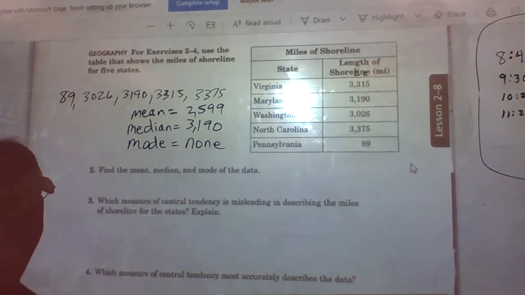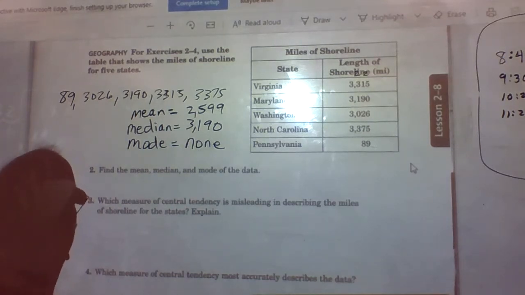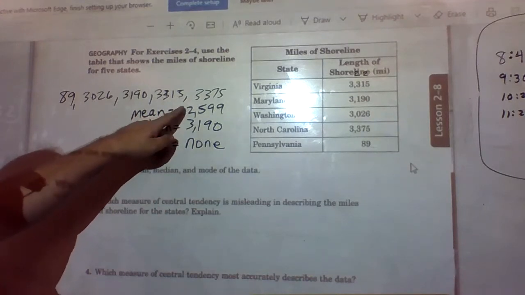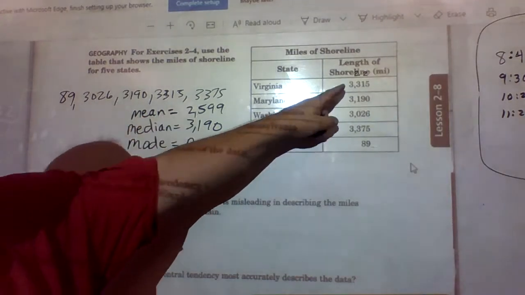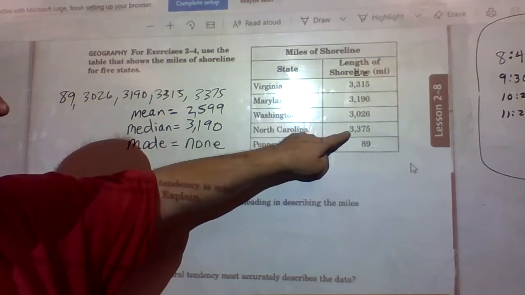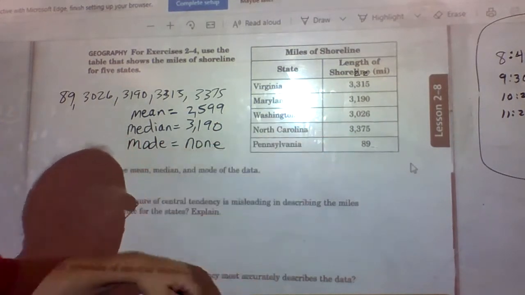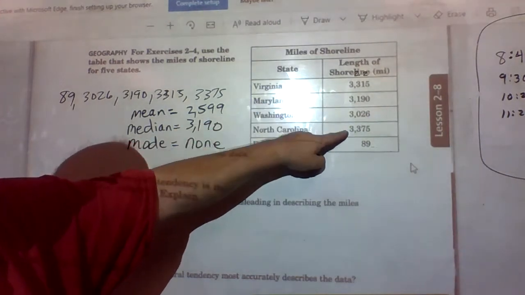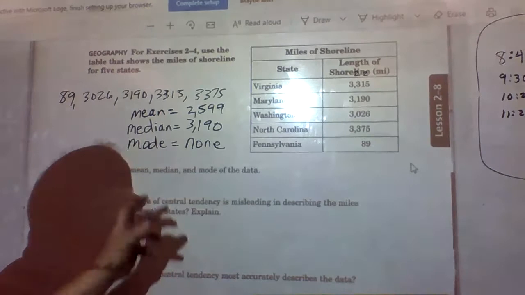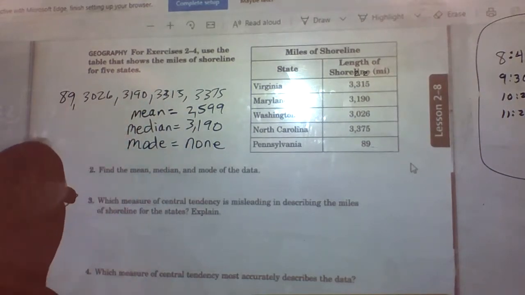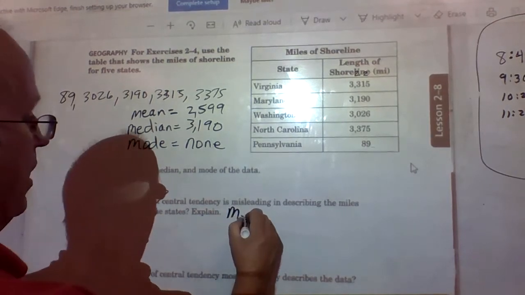Well, as I look at these numbers, I think the mean would be misleading, because the mean is much smaller than 4 of these numbers, isn't it? The median, that's pretty close to all of these numbers here. It's in the middle of the set of data, right? It's right smack in the middle. So the misleading one, to me, would be the mean.